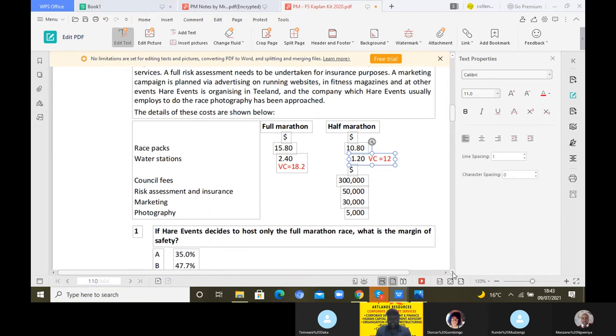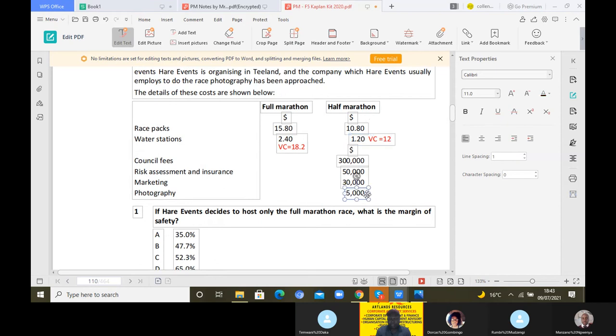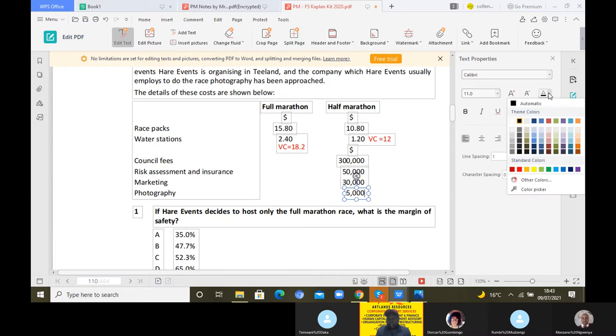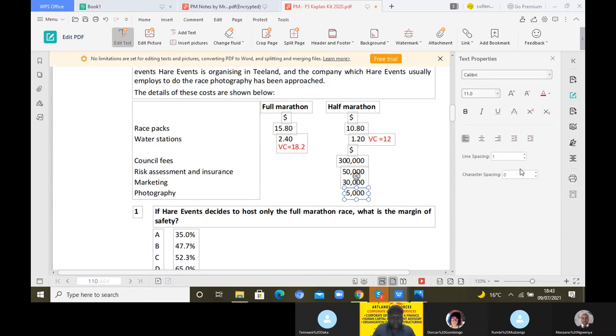And then we are also given total fixed costs here. So we can now have total fixed costs in this question because all these other costs are fixed. Total fixed costs equals 300 plus 50 plus 30 plus 5, which gives 385. So we now have everything: total fixed costs and selling prices. You may remember on the full marathon the selling price is 55, and on the half marathon the selling price is 30.